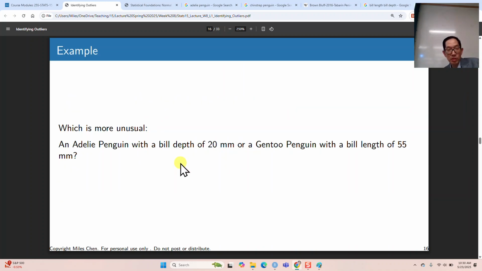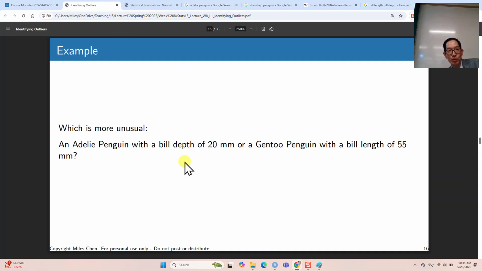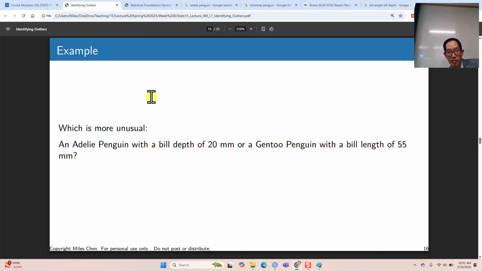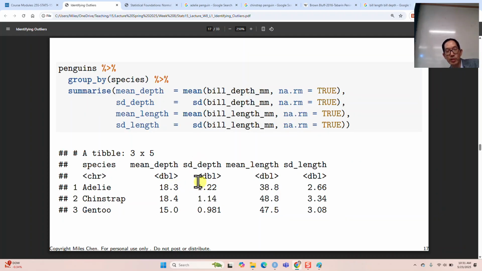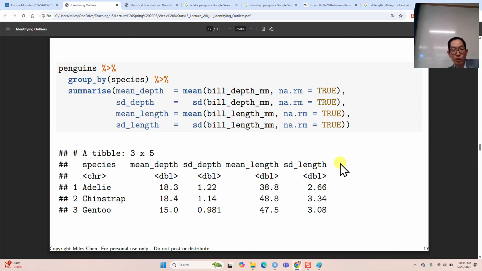So here's a question. Which is more unusual? An Adelie penguin with a bill depth of 20 millimeters, or a Gentoo penguin with a bill length of 55 millimeters? What we have to do is look at the Adelie penguins, whose mean bill depth is 18.3. A 20 millimeter bill depth is above average. The standard deviation is 1.22. What's its z-score? Versus a Gentoo penguin, where the average bill length is 47.5 and the standard deviation is 3.08. So we'll just plug this in.